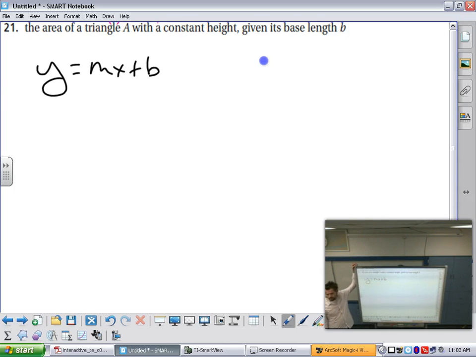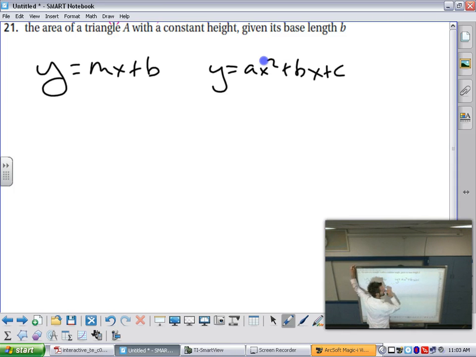Linear is any equation that can be forced into that form, right? Yes. Quadratic is any function, I should say, that can be forced into that form. The big difference, obviously, is linear has only an x to the first power, and quadratic has an x to the second power. That's the big difference. If you get something that fits neither of these, well, then that would be neither.